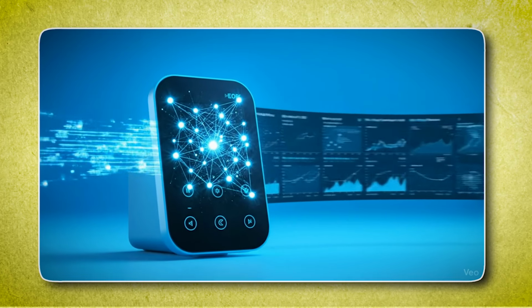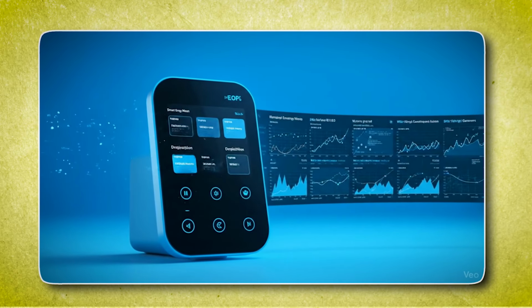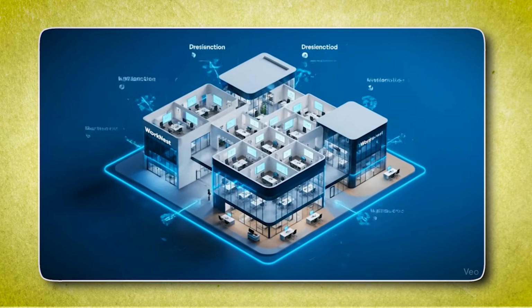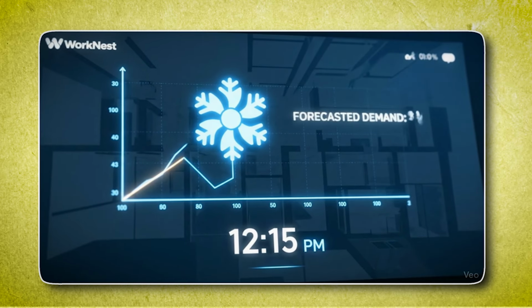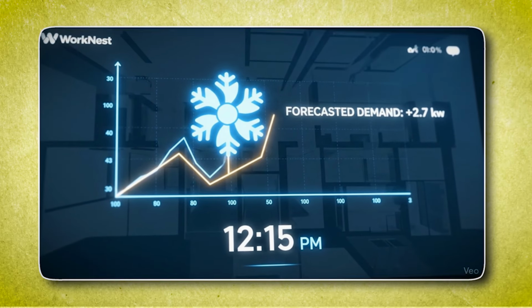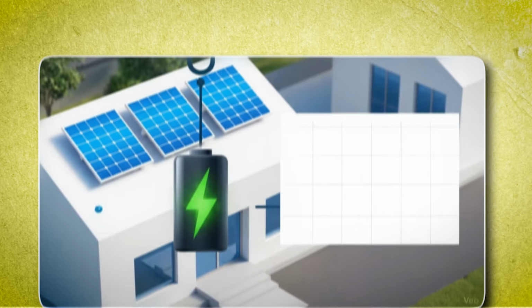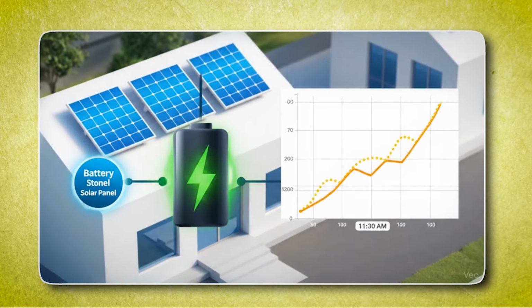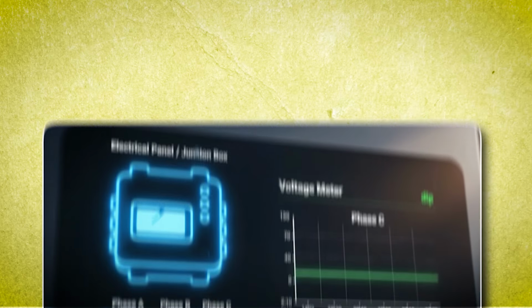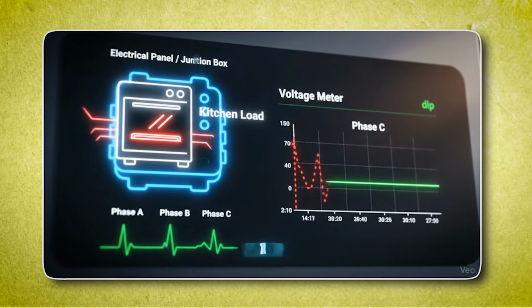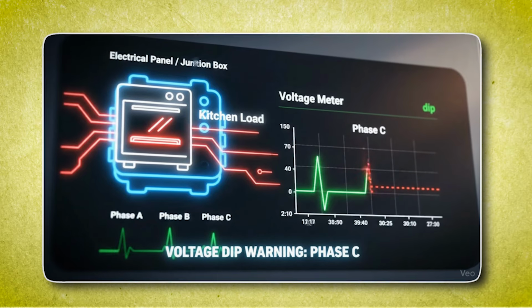With Edge AI, the energy meter becomes a local forecaster. It can learn from historical data and behavior of weeks or months that at 12:15 a.m. in the midnight, AC will spike by around 2.7 kilowatt, and the solar battery should pre-charge at 11:30 a.m. for the maximum solar, and the voltage at phase B might dip if the kitchen loads slightly.